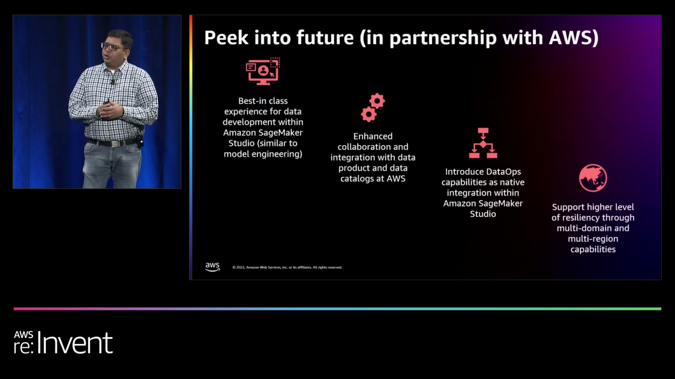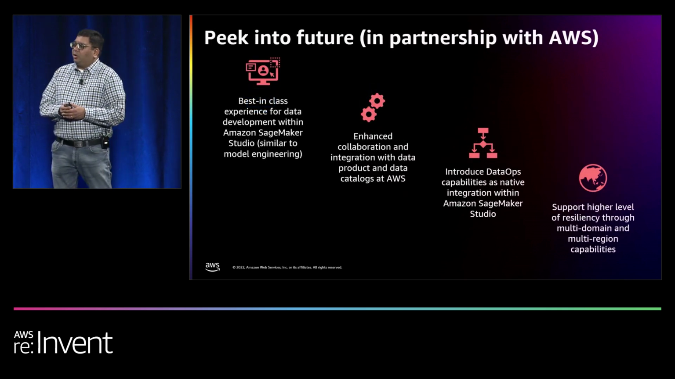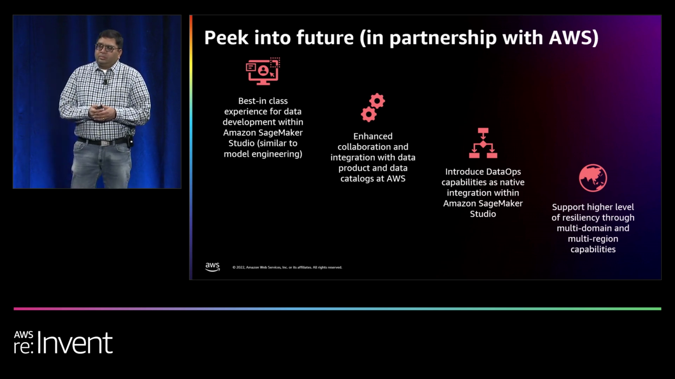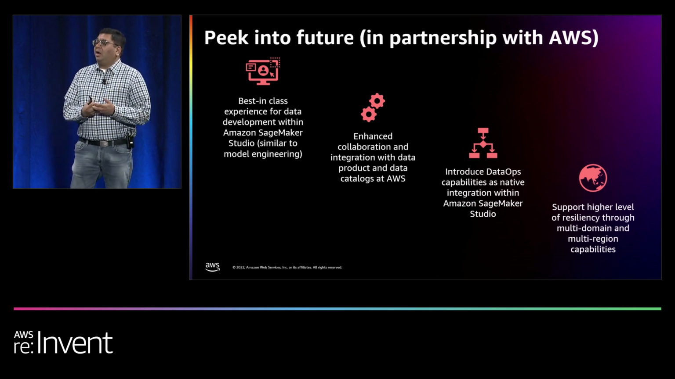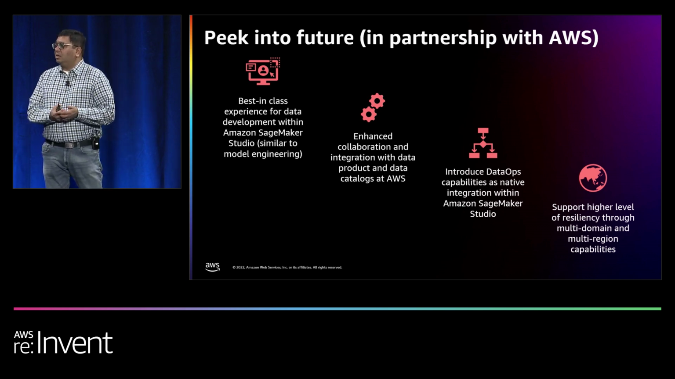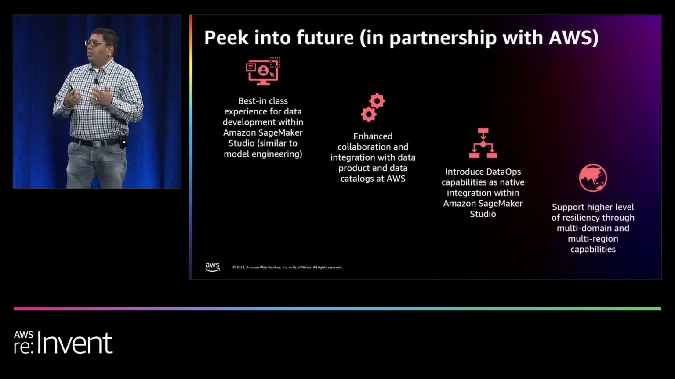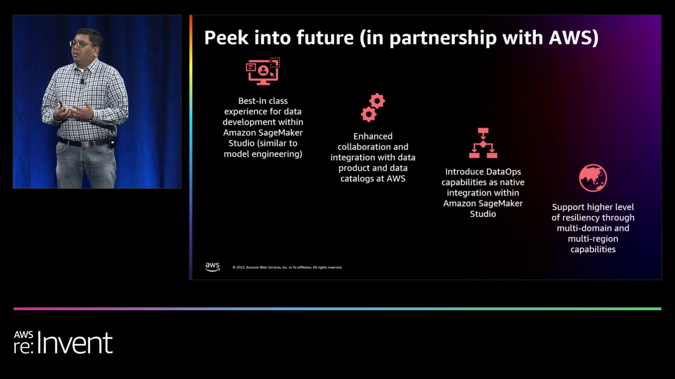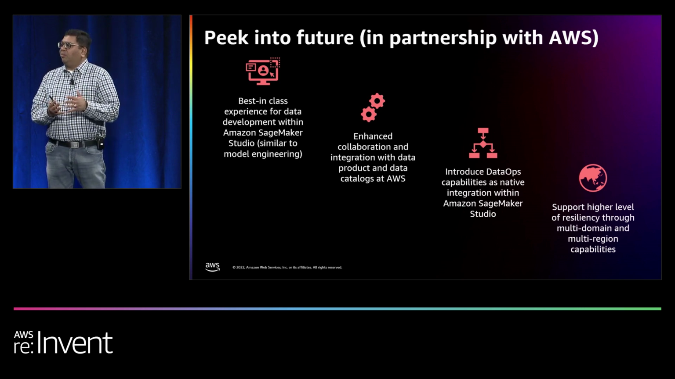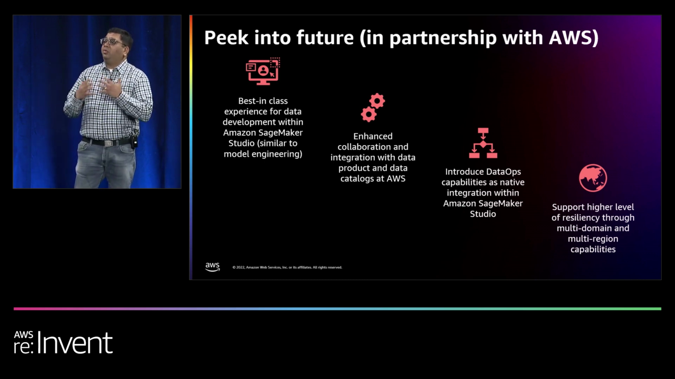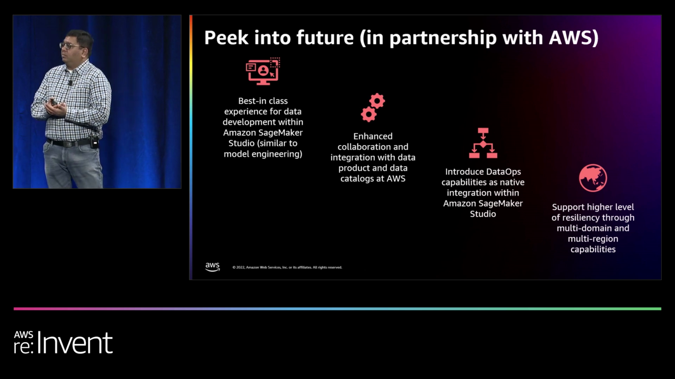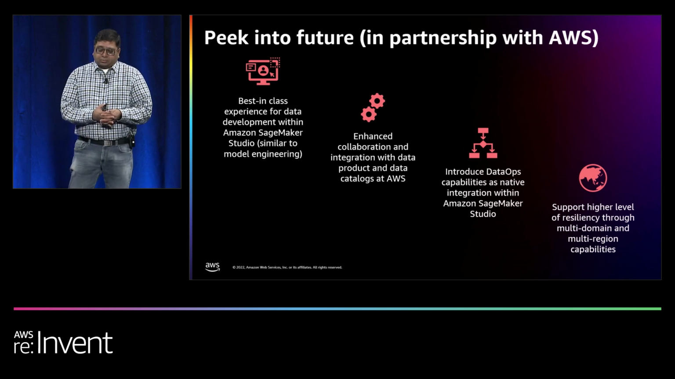Now, maybe a peek into the future. What are we planning to work on with AWS in partnership? Hey, how do we take the current SageMaker Studio experience and make it a best-in-class experience for data workers? Today, it provides you all these capabilities, but from a user experience perspective, it's built more towards building a model rather than building a data pipeline or data engineering. So how do we give one unified experience for them, which is conducive for all different kinds of workloads?